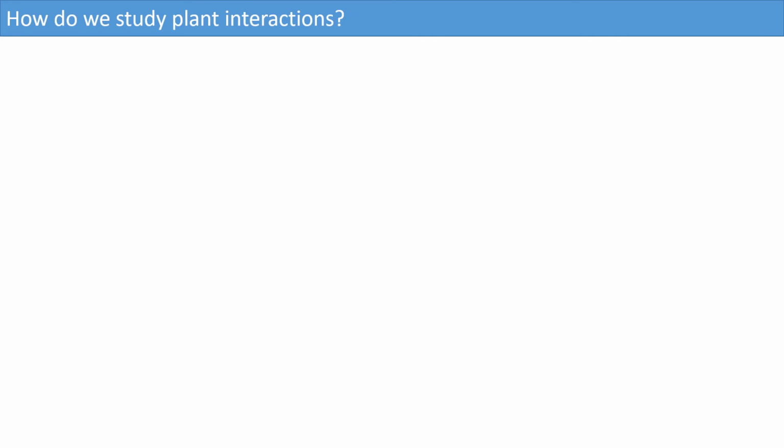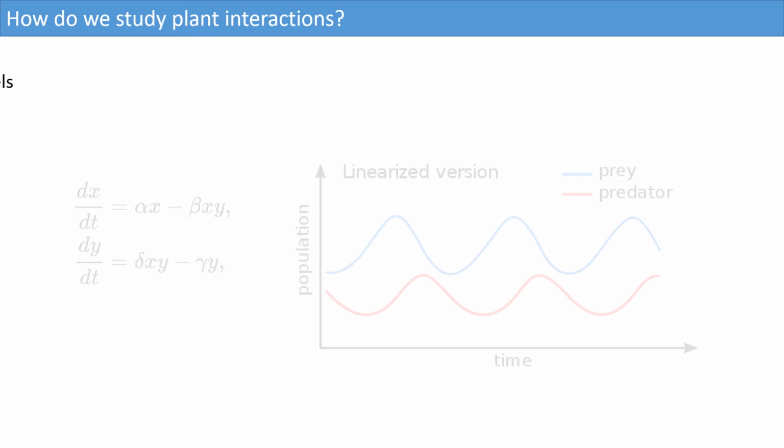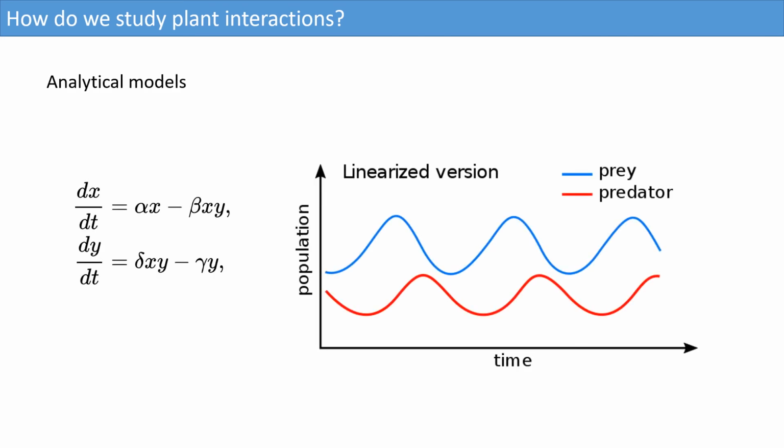And lastly, you can always model plant interactions. Models are a quite amazing tool because all you need is a pen and paper or maybe some computational power in order to draw some very interesting conclusions. So there are different types of models, like the analytical ones, in which we can use simple mathematical expressions in order to model the interaction between two organisms.